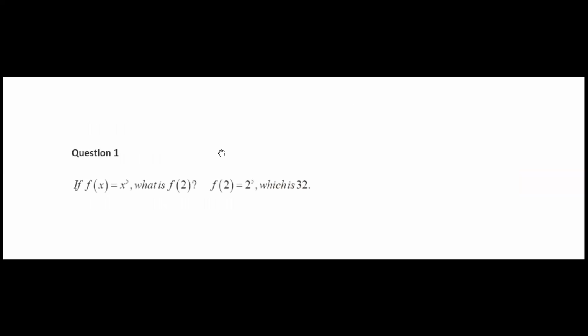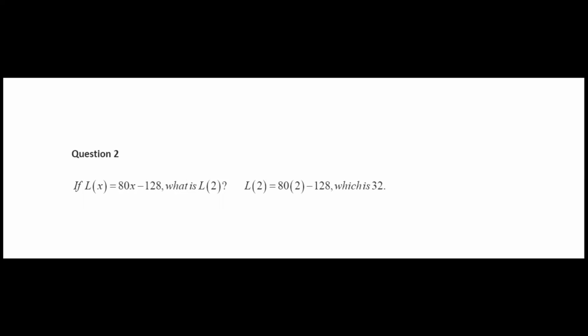Question 1, if f of x is x to the fifth, what is f of 2? Of course, we know that if f of x is x to the fifth, f of 2 means put 2 in the place of x and do the math. And so it's 2 to the fifth power, which is 32, which is pretty simple to do.